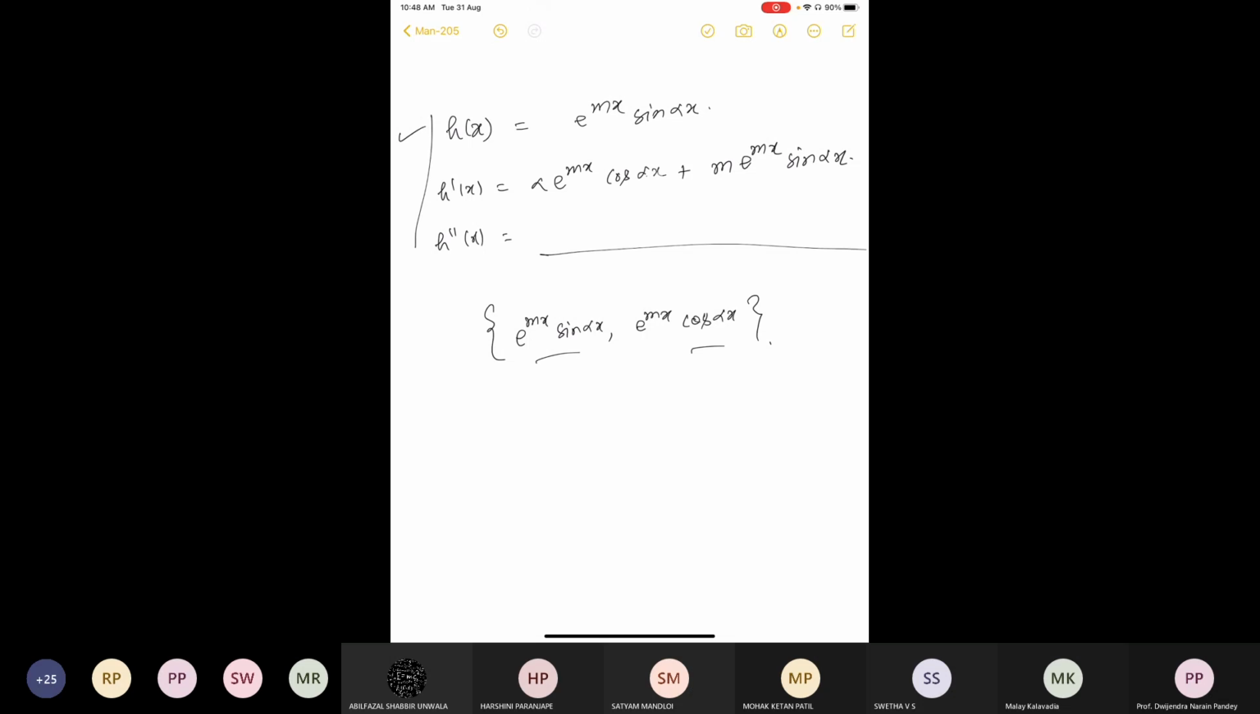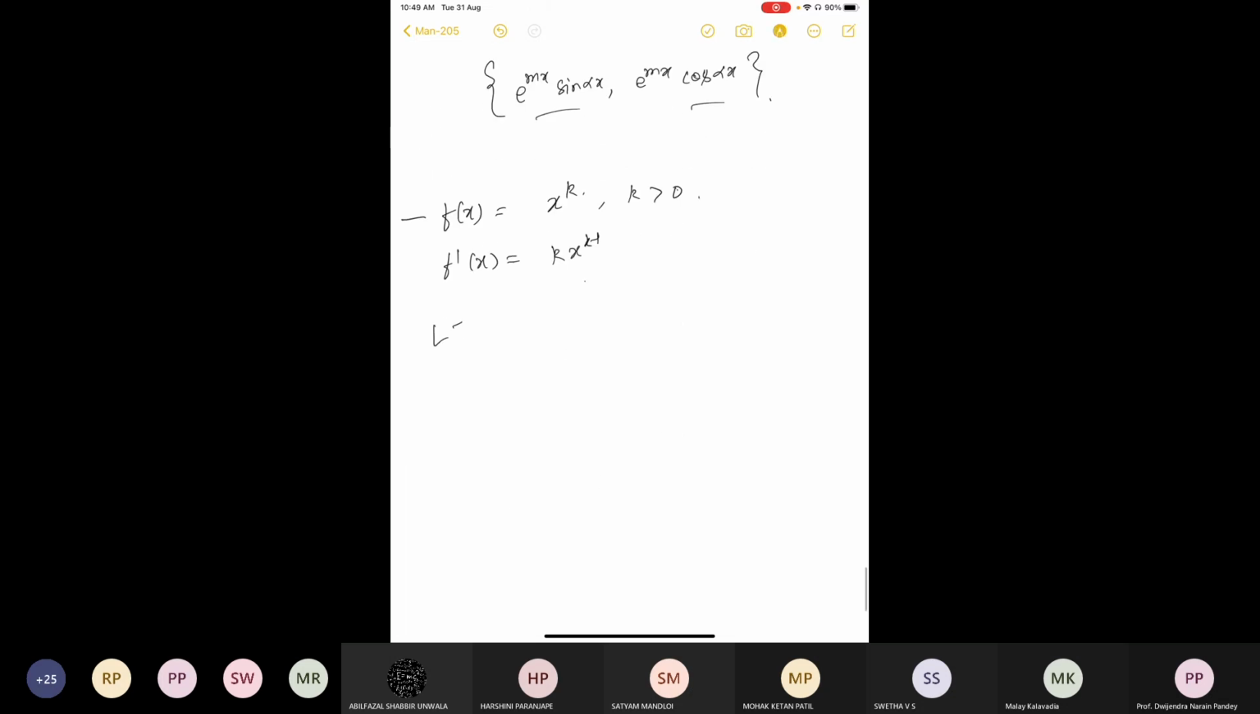Okay. Now look at one more thing, x to power k, make k positive, right? If I write f(x) equal to x to power k, then f dash x will be k x to power k minus 1, and so on. So here your linearly independent set will be what? Your constant, let us say 1, x up to x to the power k, right? You cannot find out any other linearly independent derivatives. Is it okay? So it is finite.